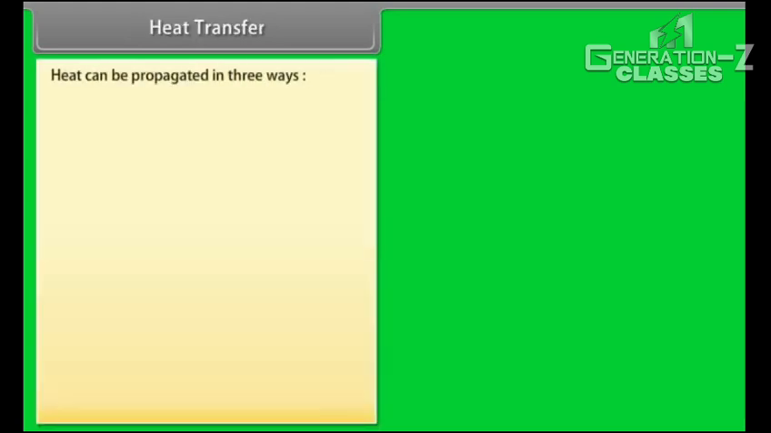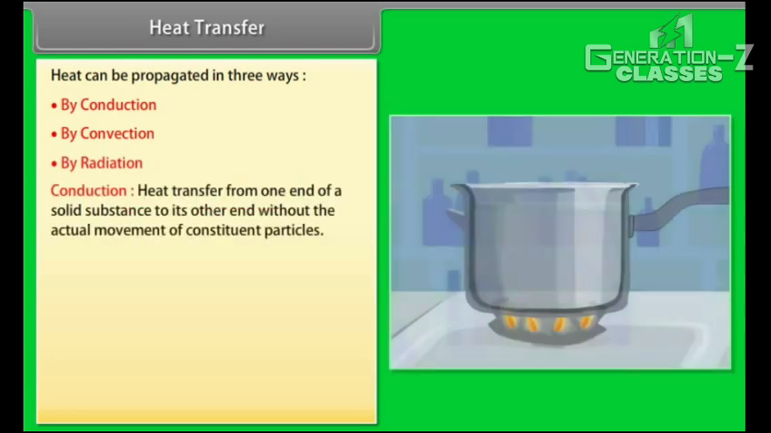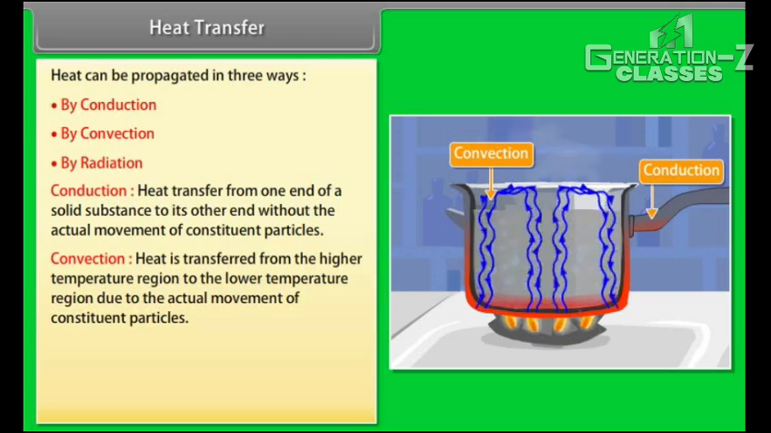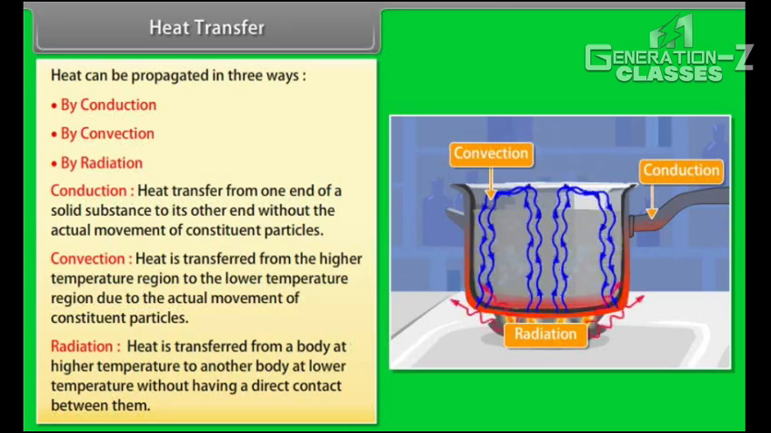Heat transfer. Heat can be propagated in 3 ways. Number 1, by conduction. Number 2, by convection. Number 3, by radiation. Conduction: heat transfer from one end of a solid substance to its other end without the actual movement of constituent particles. Convection: heat is transferred from the higher temperature region to the lower temperature region due to the actual movement of constituent particles. Radiation: heat is transferred from a body at high temperature to another body at lower temperature without having a direct contact between them.